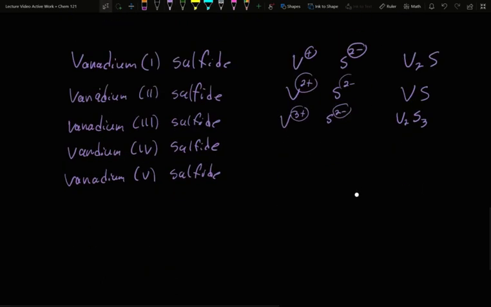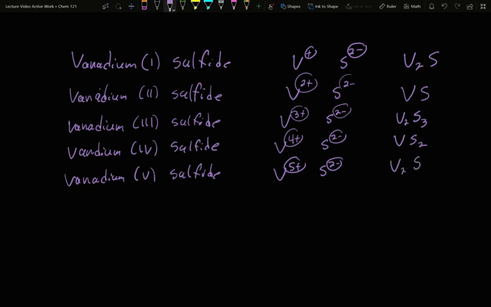For vanadium 4 plus, well, I need more negatives, and if I have 2 sulfurs, I'll have 4 total negatives. So this is vanadium S2. And if I get up to vanadium 5 plus, well, this one gets a little more complicated, but you end up having 2 vanadiums and 5 sulfurs.